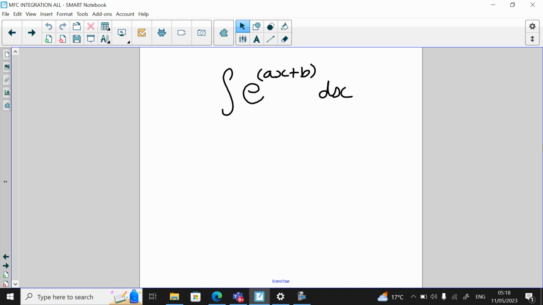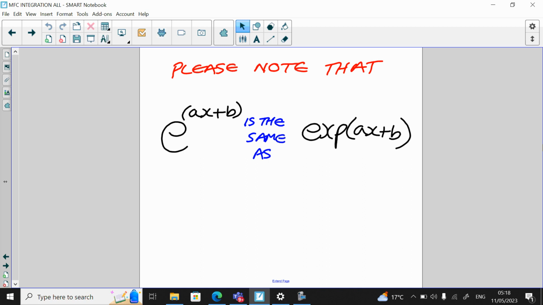Natural exponential function, rule for this here is 1 over a times the original function plus c. That is it. This is a nice one. I like this one. Very straightforward. Or some people like to take the a downstairs. That's fine. Also, some formula sheets of notes are different, but both of these are the same.